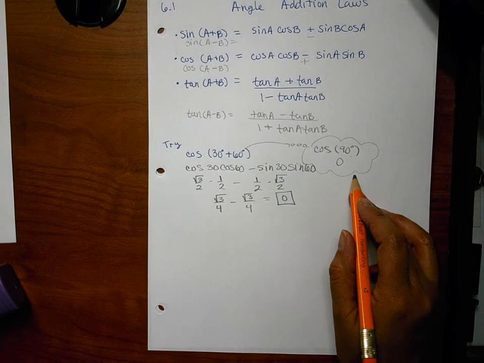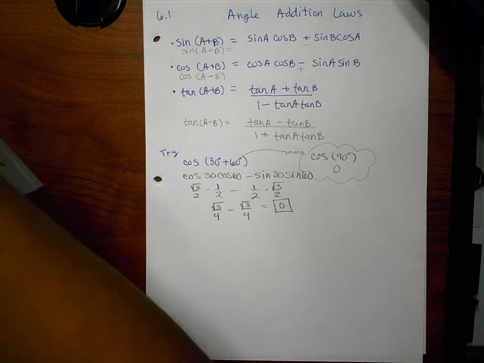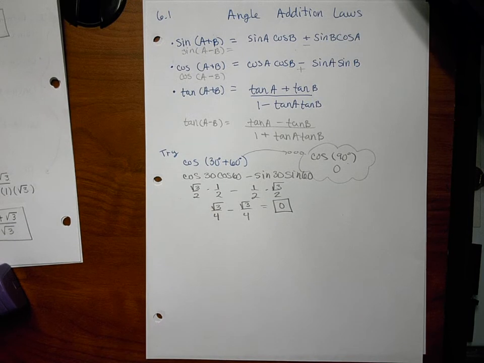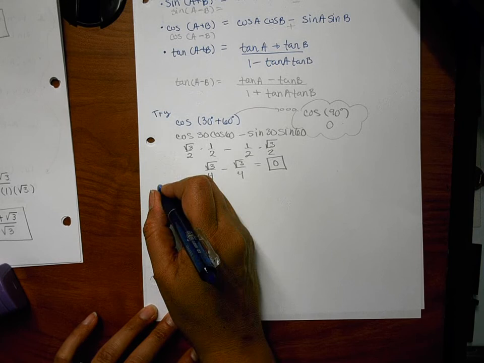Same answer. So you may be wondering, why in the heck would I do all this when this is easier? Because they're not always going to be nice, easy numbers the way that one is there. We were just testing it to see if it worked out, and it did.